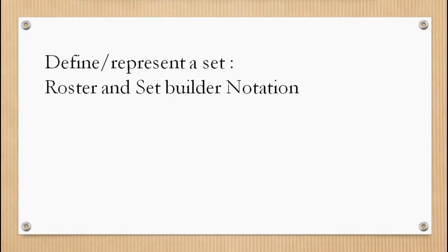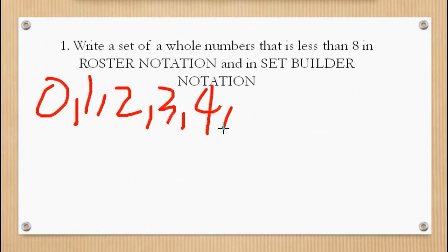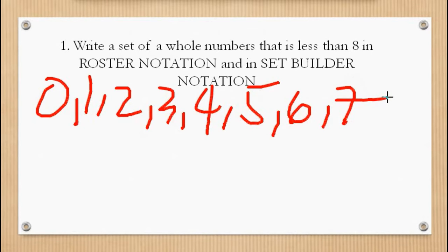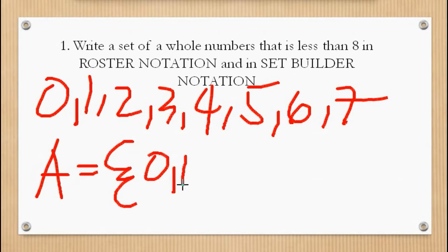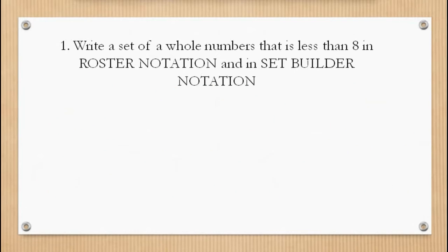We have two ways to define or represent a set. First one is the roster method, and the second one is the set builder notation. For example, write the set of whole numbers that is less than 8 in roster notation and in set builder notation. Una, ilalagay muna natin kung ano nga ba yung mga whole numbers that is less than 8. So, we're going to start from 0, 1, 2, 3, 4, 5, 6, 7. So, kung roster notation yung gagamitin natin, let's say set A is equal to the set of 0, 1, 2, 3, 4, 5, 6, 7. Ganyan pag roster notation. So, paano pag set builder notation?